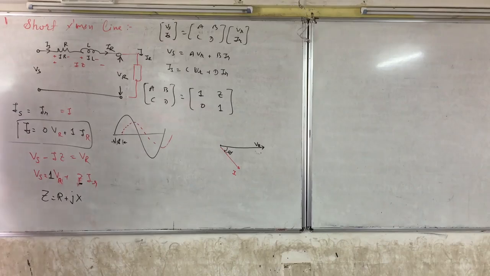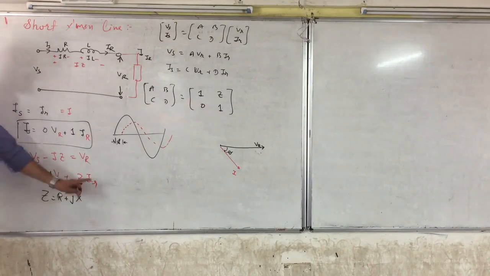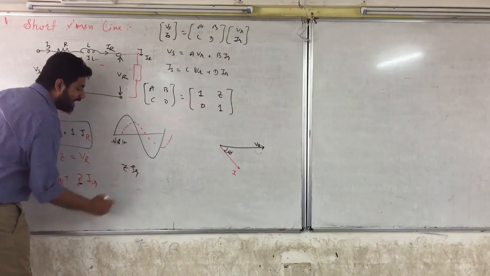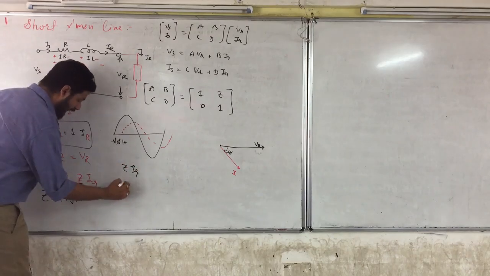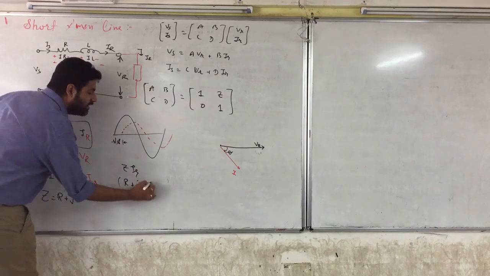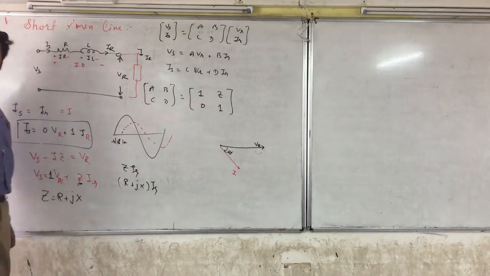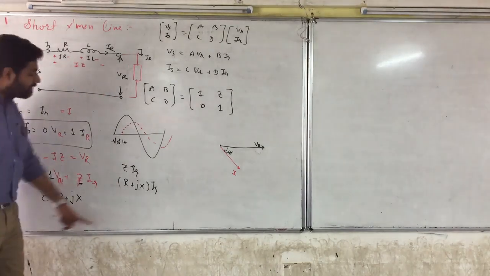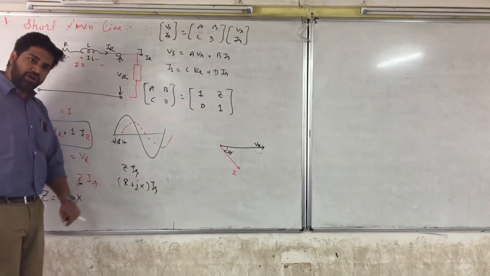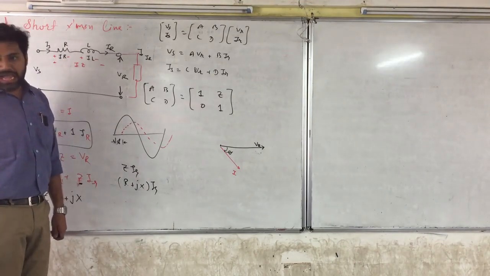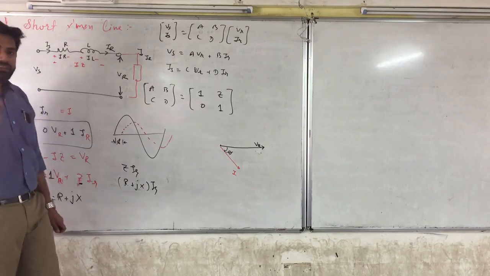Once I have got the value of current, I have to find Z into IR, where Z is R plus jX, so Z into IR equals (R plus jX) into IR. These parameters are of the transmission line. So we have to multiply IR over here. So we can say IR into R. This is the drop.